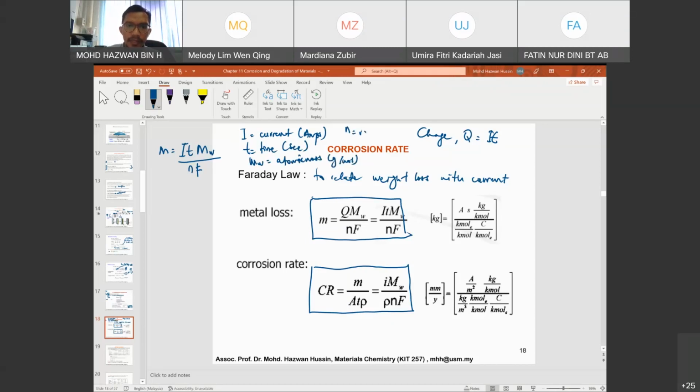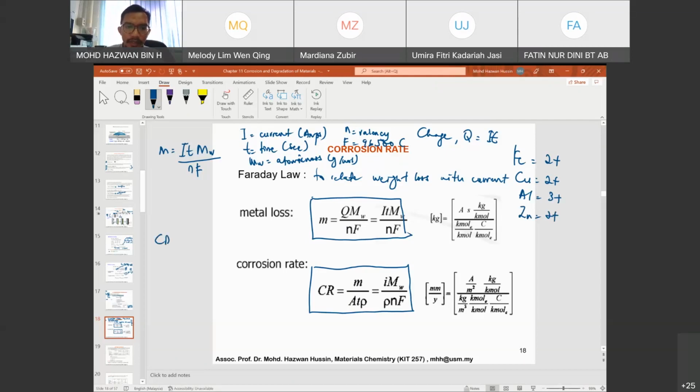n is the valency. So what is valency? Valency is the value, like for Fe, the valency is 2 plus, copper is 2 plus, aluminium is 3 plus, zinc is 2 plus. So all these are the valencies of common metals. And F is Faraday's constant, 96,500 coulombs. And from the metal loss, you can calculate the corrosion rate with the correlation of current.